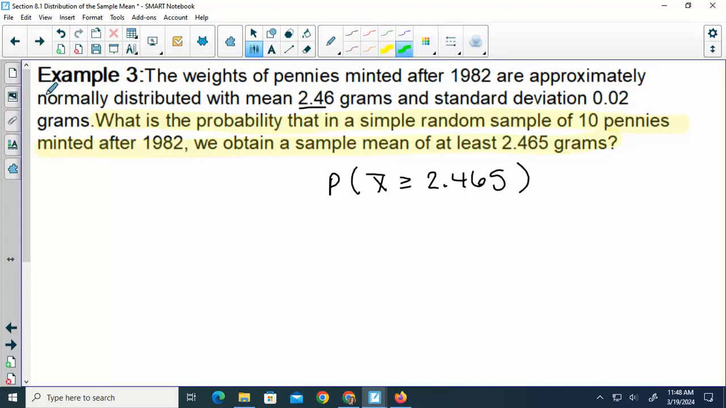Okay, first thing to check, I did tell you it was normally distributed, so that means we can use our normal table. But what am I going to have to do to this first? To get my z, I need the mean and standard deviation that match my variable. My variable is x bar, so I need the mean and standard deviation for x bar. The mean for x bar is the same as the population mean, so that's 2.46. The standard deviation would be my 0.02 divided by what?